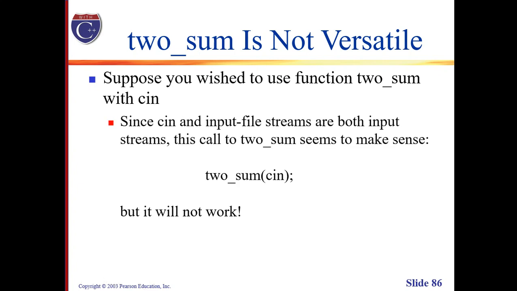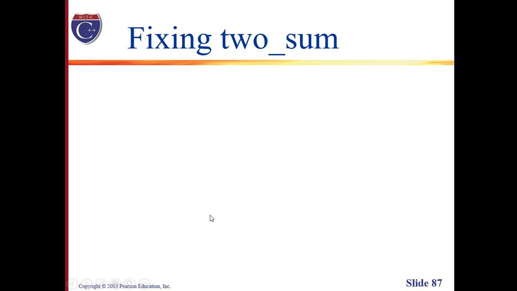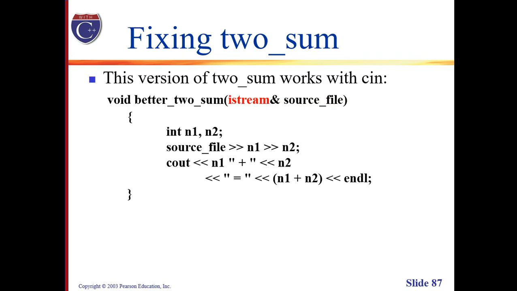Since cin and input file streams are both input streams, this call to toSum seems to make sense. For example, we will use cin as the actual argument for our function toSum. This may look okay, but actually it will not work. So how do we fix that? This is how we do it. This version of toSum will work with the cin.